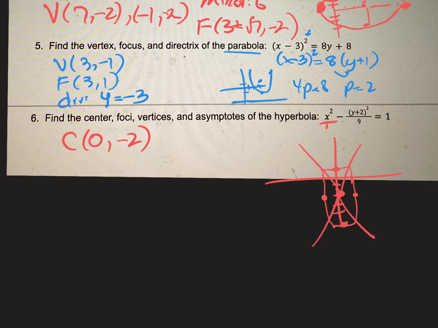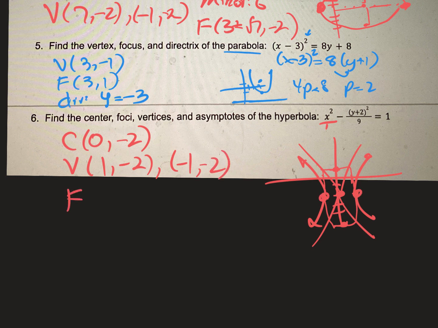Asymptote, asymptote, asymptote. The x squared is first, so it's opening like this. All right, now, that means my vertices were 1 away from my center, which would be at 1, -2, and also -1, -2. There's the vertex, there's the vertex.